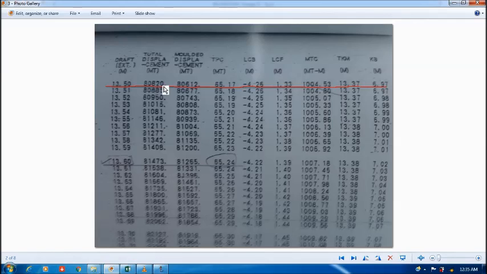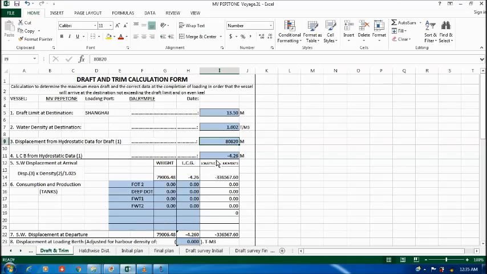80,820 tons. That's why we get the displacement and an LCB of negative 4.26. That's why we get negative 4.26. Okay, we get now the seawater displacement at arrival on number 5.